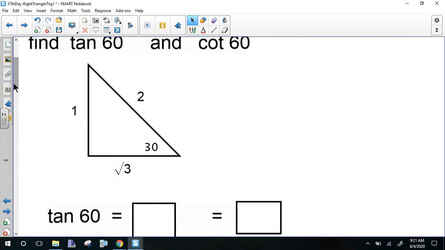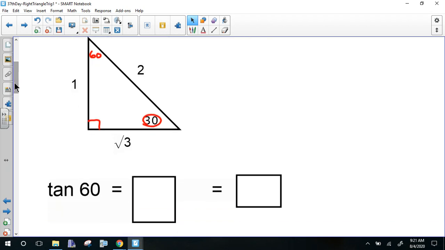So I label it like that with the 30-degree angle. Remember, we're dealing with right triangles, so there's my right angle. If this angle is 30, that means this angle over here has to be 60. So now I need to find the tangent of 60. So looking from this 60 degrees, this side is now opposite. This side is adjacent. This is my hypotenuse. So you're always looking from the angle that they give you to label the triangle.